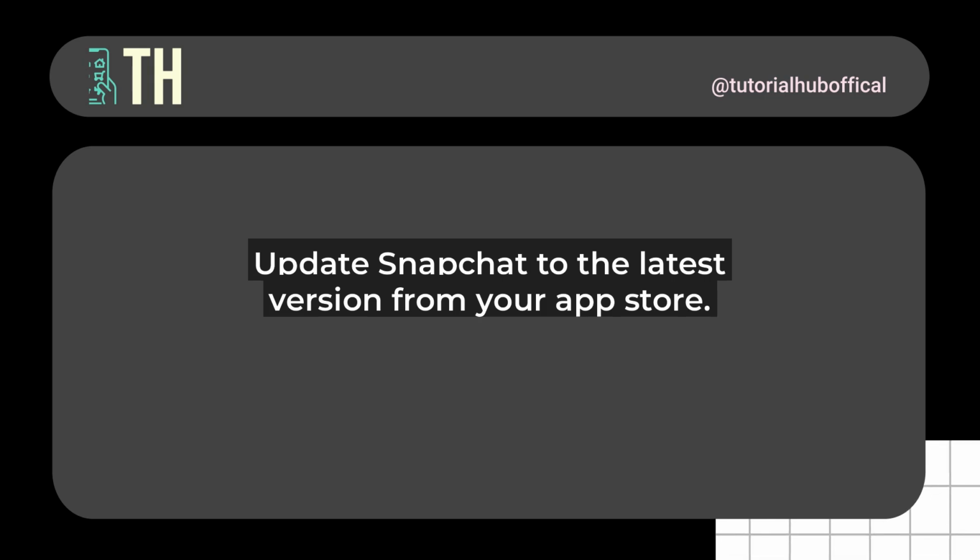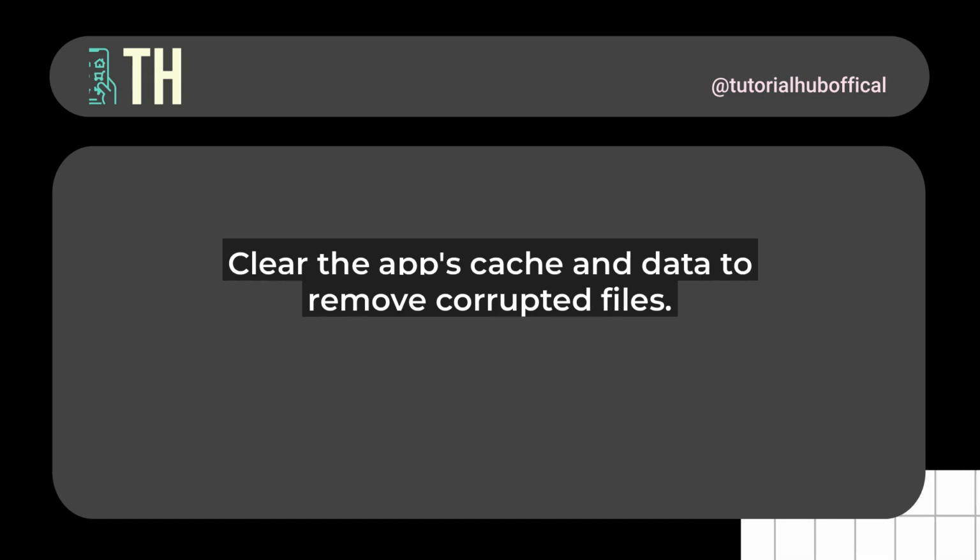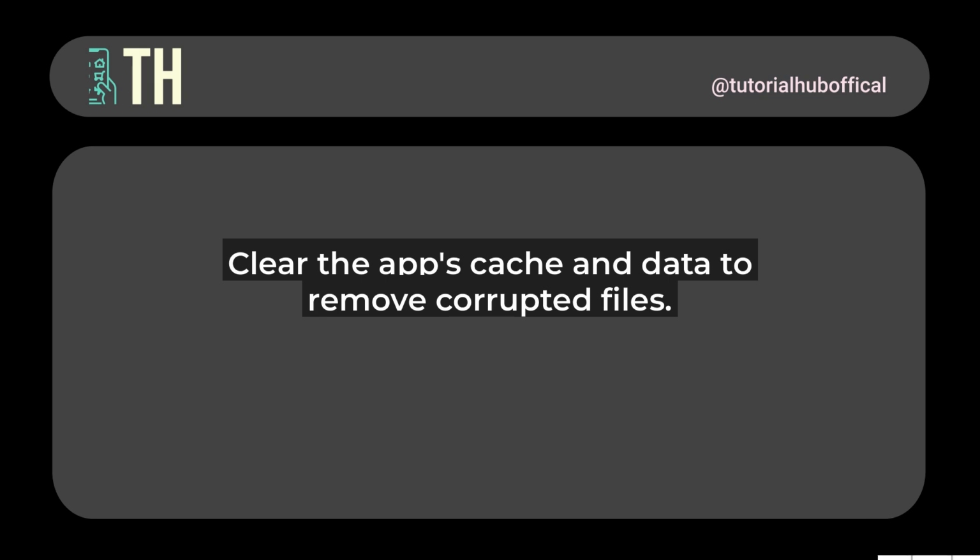Step 3. Update Snapchat to the latest version. Head to your App Store, whether it's Google Play or the Apple App Store, and check for updates. Snapchat regularly releases patches to fix bugs, including errors like SS02. If an update is available, install it and log back in. If you're still seeing the error, it's time for Step 4.